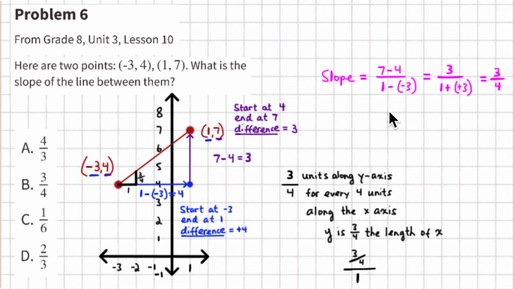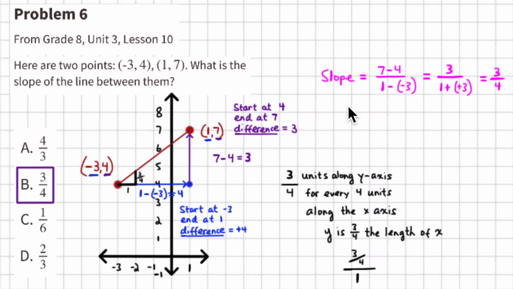And here's the calculation without all the explanation. It's 7 minus 4. So you find the difference of the y coordinates and divide that by the difference in the x coordinates, 1 minus -3. So this 1 minus this -3, that gives you a ratio of 3 to 4, and the slope then is 3/4, or 3 to 4.